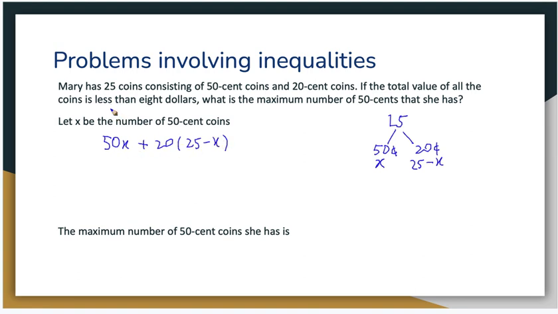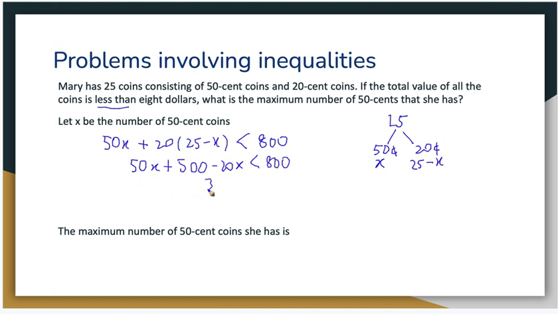So this gives us the total value of the 50 cents and 20 cents. And it has to be less than $8. Well, since it's all in cents, $8 must also be in cents, which is 800 cents. Right, now we solve this. 50x plus 500 minus 20x is less than 800.